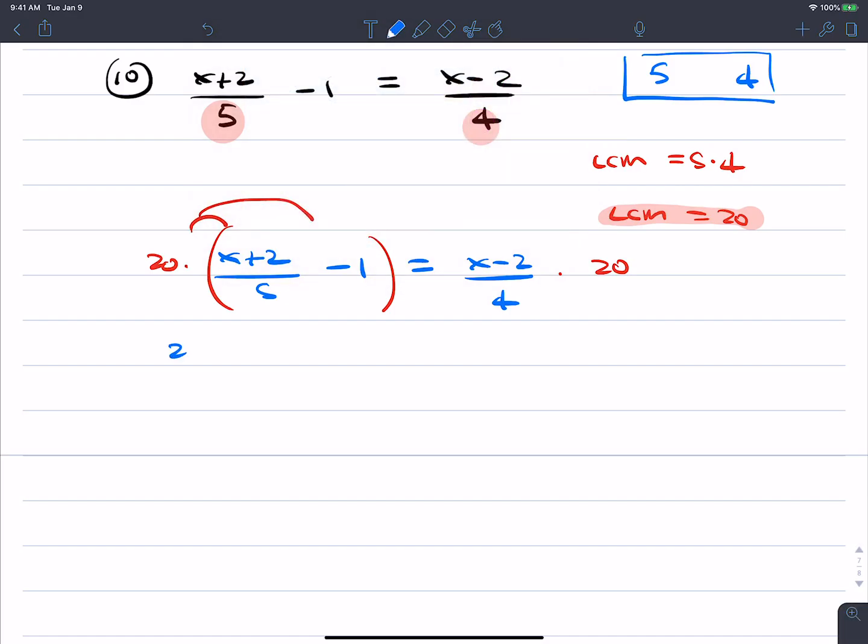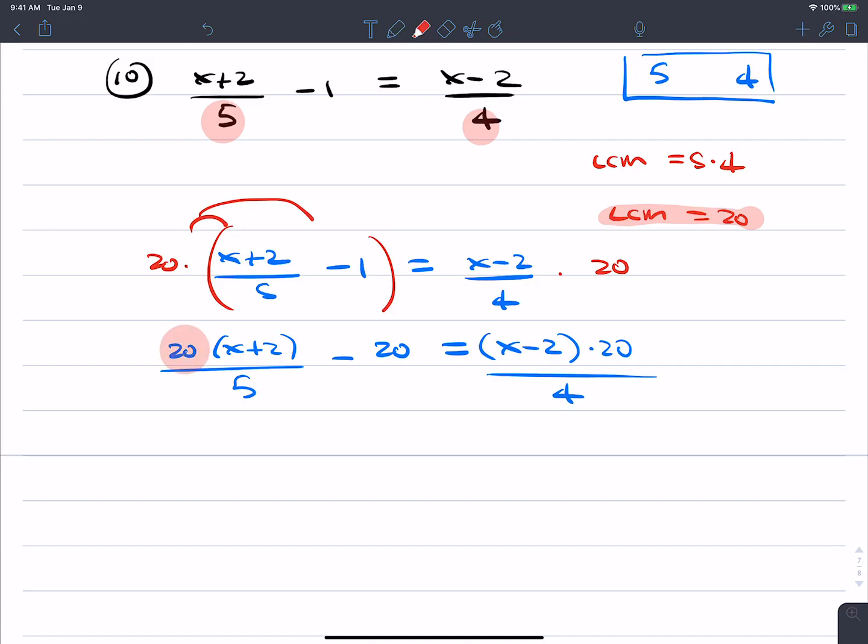Okay, 20 times, let's be careful. Put that x plus 2 in parentheses over the 5. And then this is now 20 times 1, which is just 20. Be careful over here too. You got x minus 2 in parentheses times that 20, divided by the 4. Make sure that 20 is multiplied to every term. Okay, you guys okay with that one?